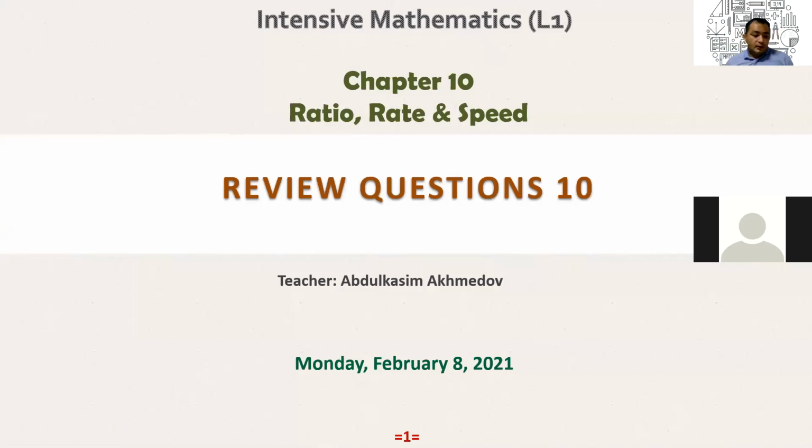Once again, as I told you, these ratio, rate, and speed problems are very, very important. Almost in everything that you learn, you are going to use them. Even in our everyday life, we encounter these things, when you are doing business, when you are traveling. Ratio, rate, and speed are very important concepts.